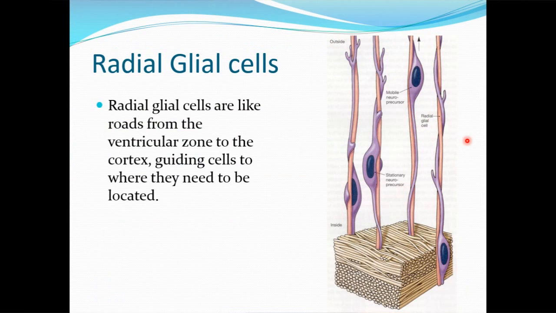Now, this is very interesting. You get what you call radial glial cells. So there's also glial cells, again, a different type of glial cell. Radial glial cells are like roads from the ventricular zone to the cortex, guiding cells to where they need to be located. So we know these little cells are moving, but how do they know where to go? How do they know where to get to? These radial glial cells stretch from the ventricular zone to the cortex and to the correct layer of the cortex to guide them where they need to go.